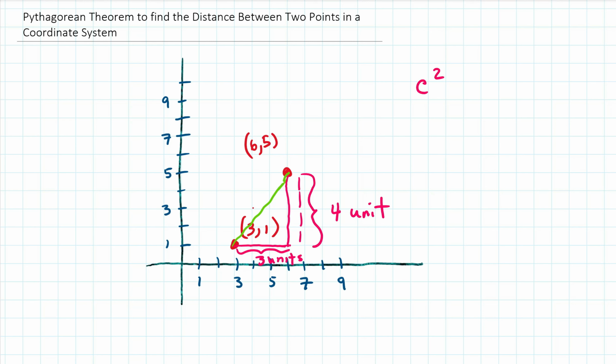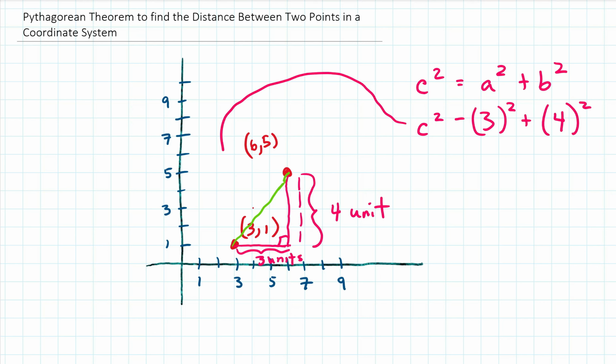We have c squared equals a squared plus b squared. We know the legs of the triangle, the a and the b. So we know that one leg is 3, so that'll be squared. The other leg is 4, and that's squared. And we're looking to find c. c is the hypotenuse, right? c is the longest side, the side that's opposite the right angle. You know that there's a right triangle there, so c is that hypotenuse. We're going to find what c is.